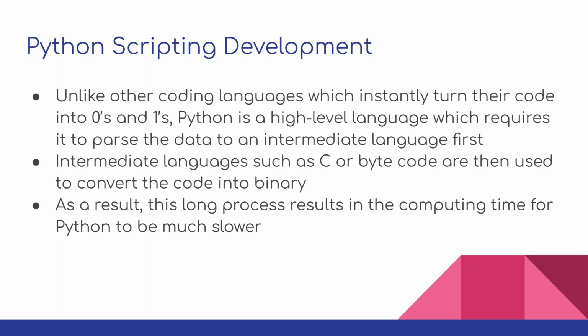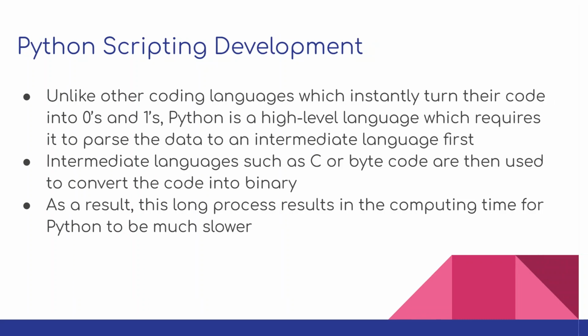As a result, this process makes the computing time for Python much slower. What I mean by this is, imagine we have the same program running on C and on Python. For Python, it might take 0.5 seconds. However, on C, it'll be much faster because it can run in probably 0.2 seconds. Now you might be thinking, why would we want to learn Python then? Well, Python has its own benefits, as we'll find out later in this course.